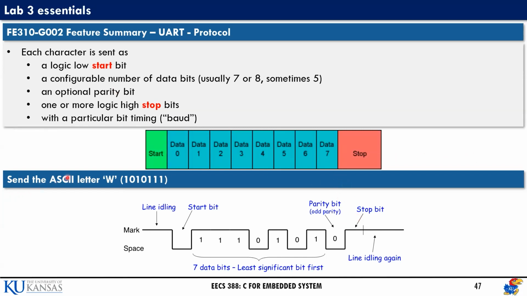So for example, if we want to send the ASCII letter W, that is 1010111, you can see here we started with the start bit. Then we have our data for W, that is, if we send from LSB to MSB, we have 111, then 0101, and we have the parity bit. And finally, we have the stop bit. So yeah, in some cases, we might not see the parity bit.